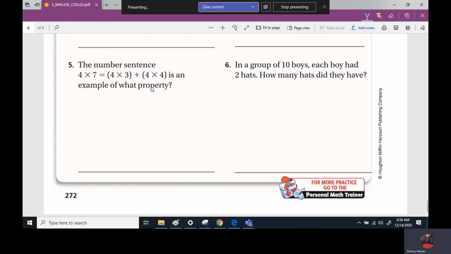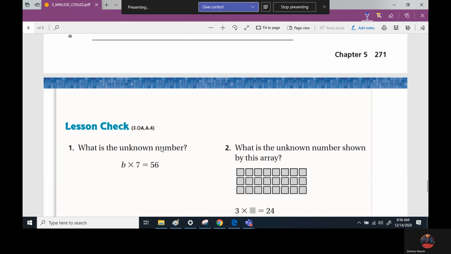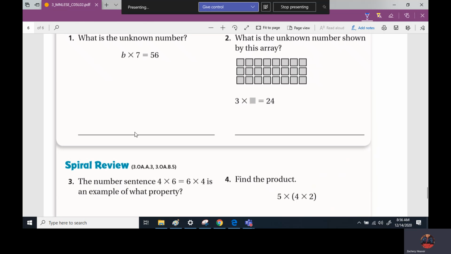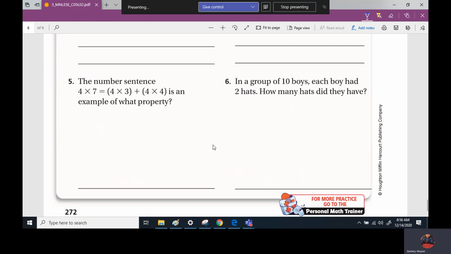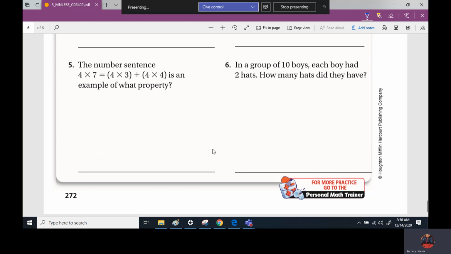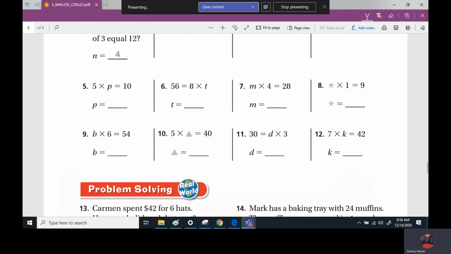And remember, lesson check will be online. You guys can do it in your book, or you can do it online, or both. Okay. So some of you, hopefully you're doing it because there's a few grades that we're both missing. But other than that, you guys should have a good one.